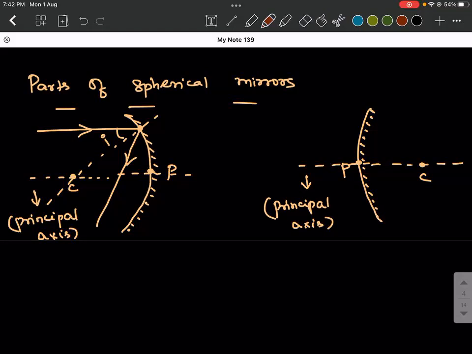Right. In a similar way, if I take a ray along the principal axis itself, then what is the angle of incidence? 0. So angle of reflection will also be 0. Okay. So those two rays meet at a point on the principal axis, which we call the focus, or to be more specific, we call it the principal focus. Am I clear with this?